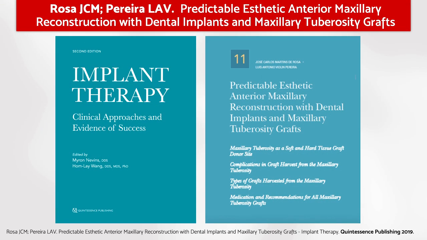And chapter 11 of this book, Implant Therapy, the main focus of chapter 11 was the maxillary tuberosity as the main donor graft area. It was possible to notice in this module why maxillary tuberosity is our first choice in the IDR technique application.